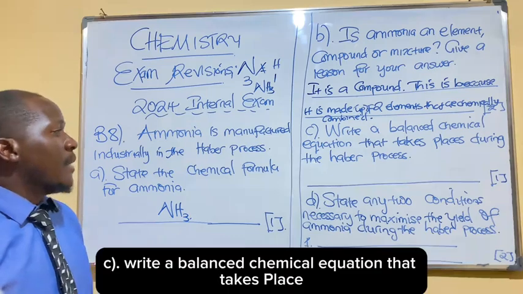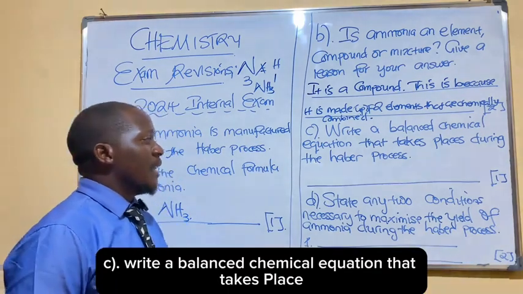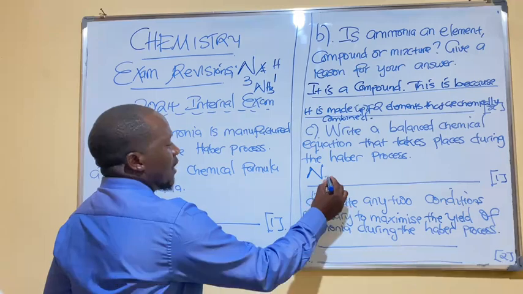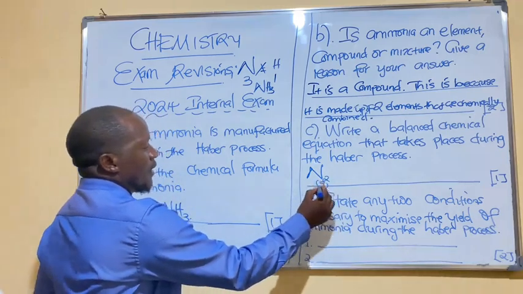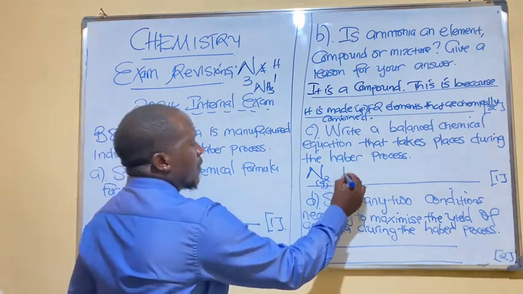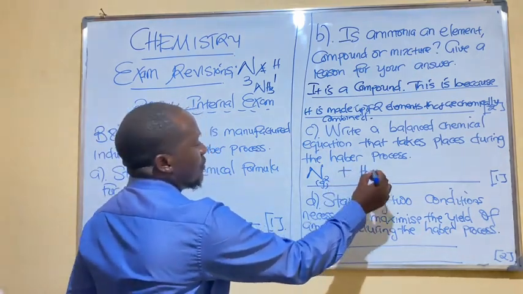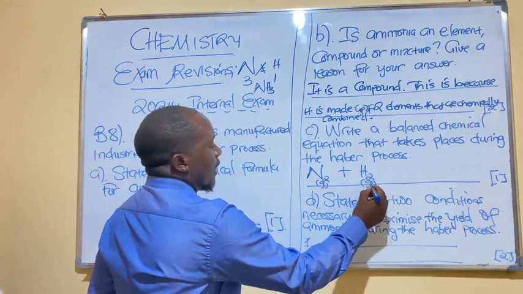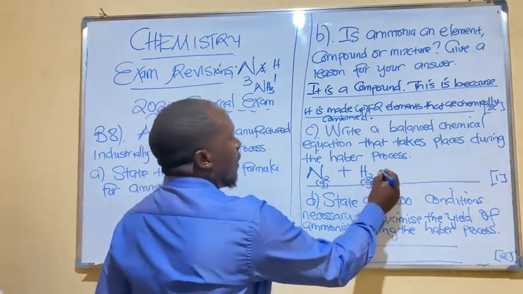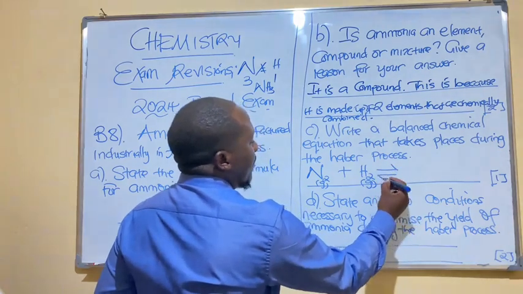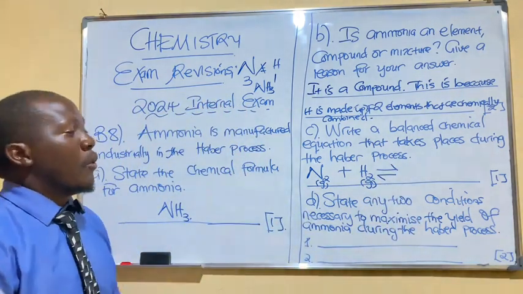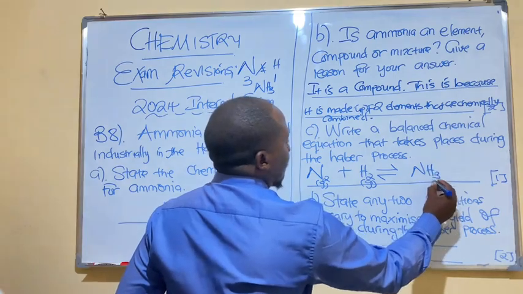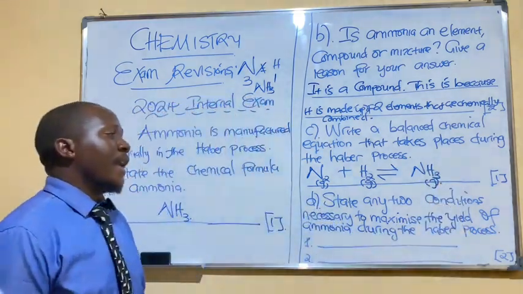Then C, write a balanced chemical equation that takes place during the Haber process. So we're going to have nitrogen. Nitrogen is a gas, so we put the state symbol as a gas. Then we say plus. We're going to have hydrogen, which also appears as a diatomic gas, thereby we put the gas state symbol. Then this reaction is reversible. Since it is reversible, we put those arrows. Then this gives us ammonia, which is also a gas.